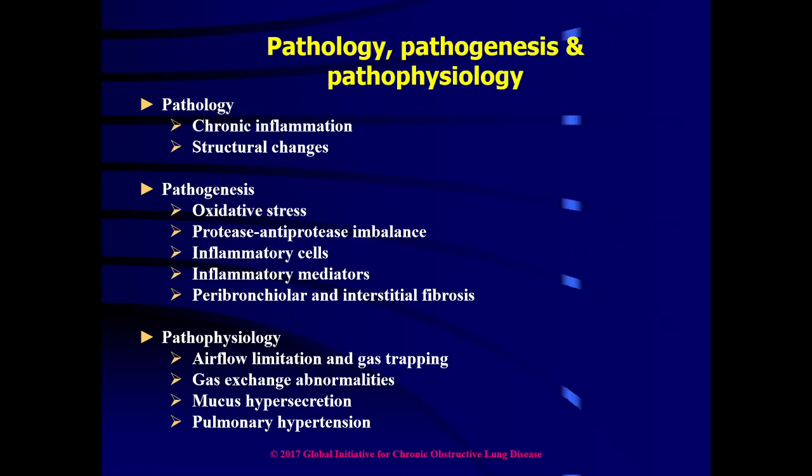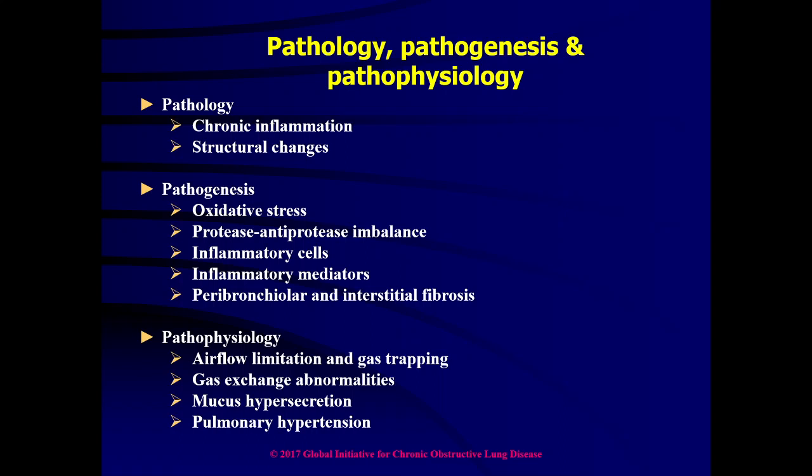What about the pathology, pathogenesis, and pathophysiology? Pathology: there is a chronic inflammation, especially in the conducting airways, and there are structural changes. Those who have emphysema have permanent dilatation and destruction of the gas exchange units. These chronic inflammation in the airways and the emphysematous changes are related to oxidative stress from the chemicals in smoking.